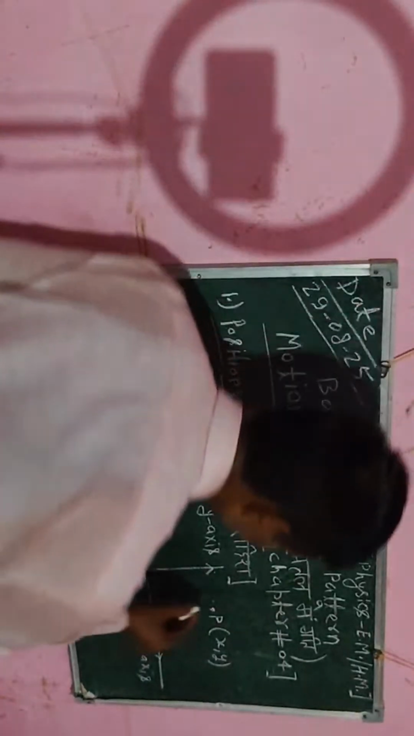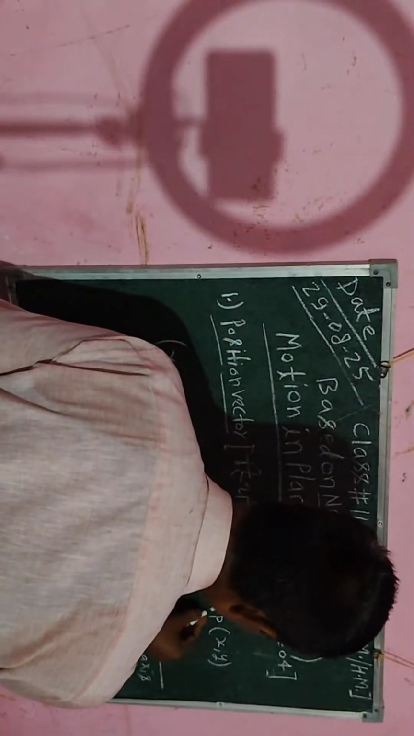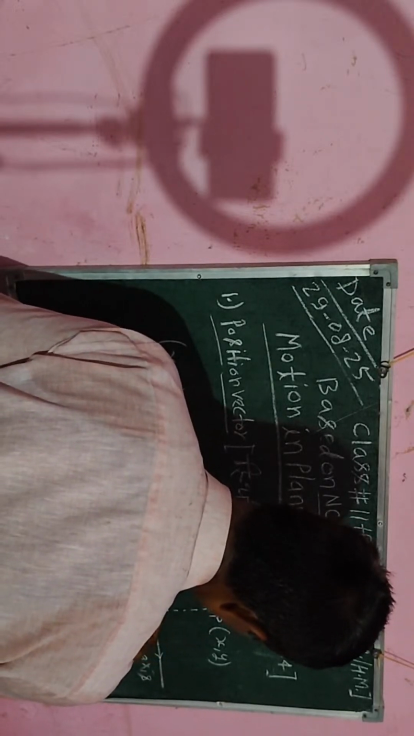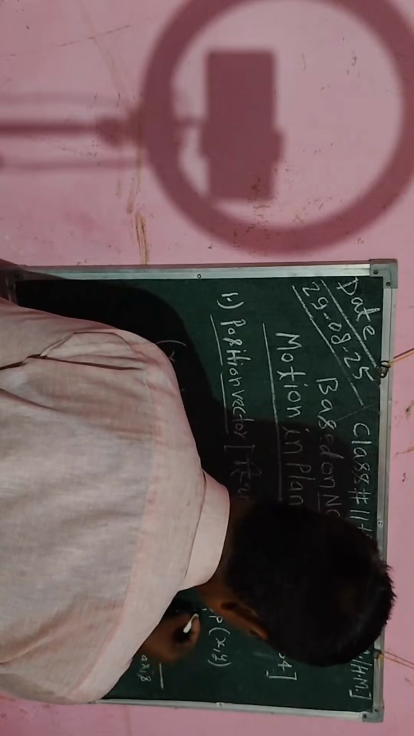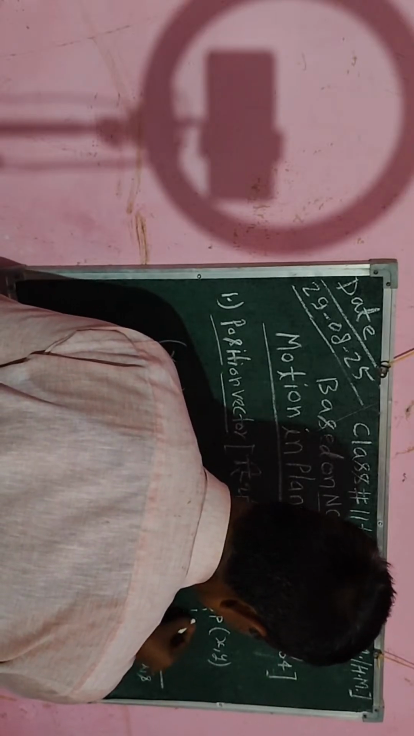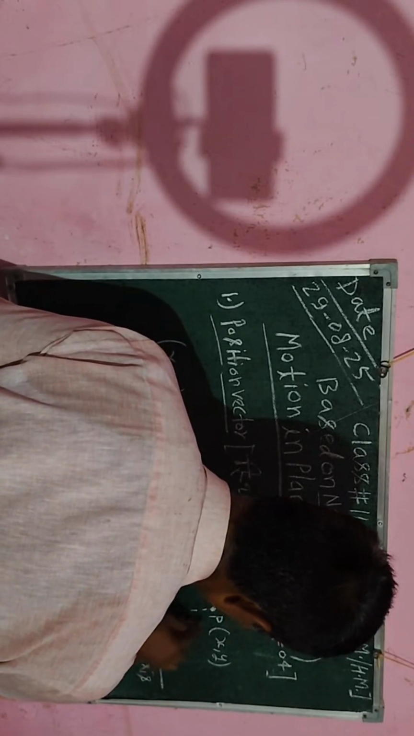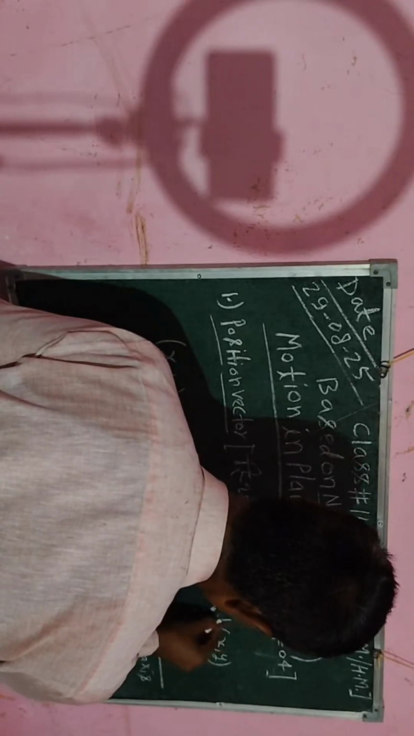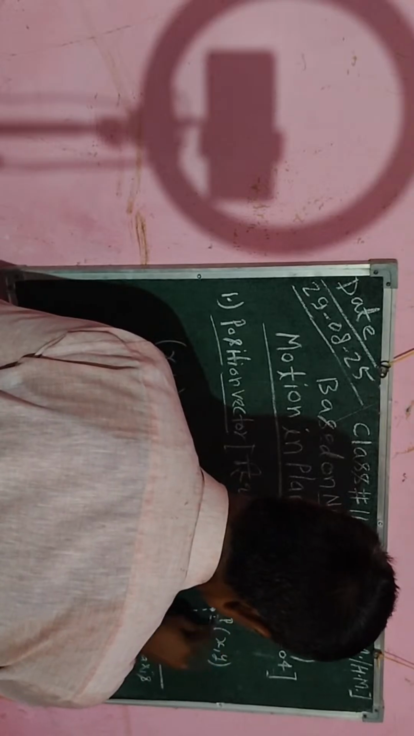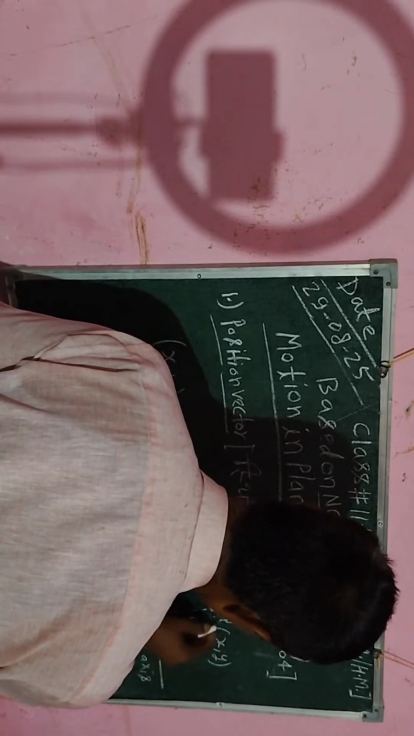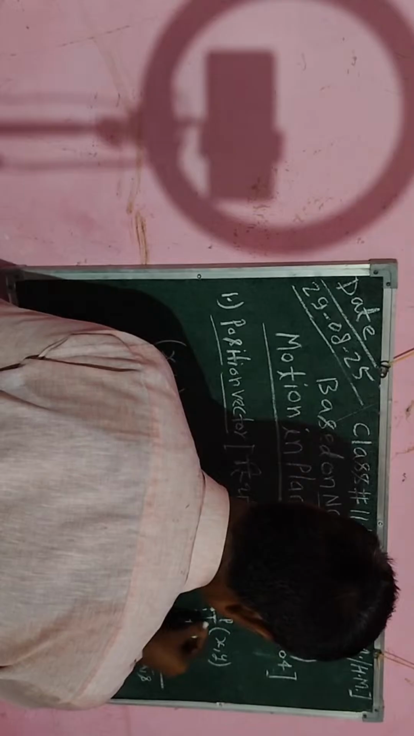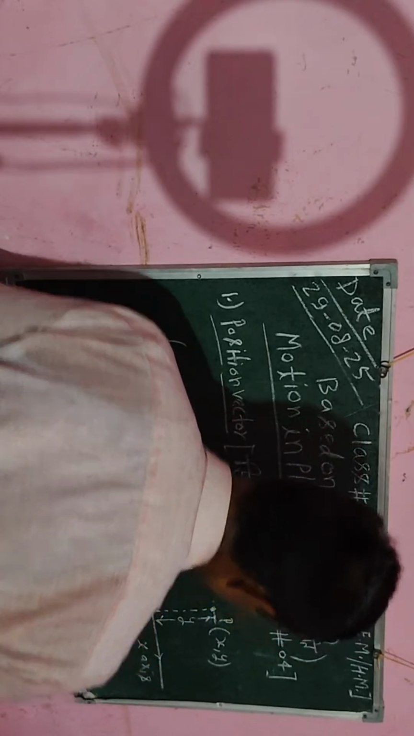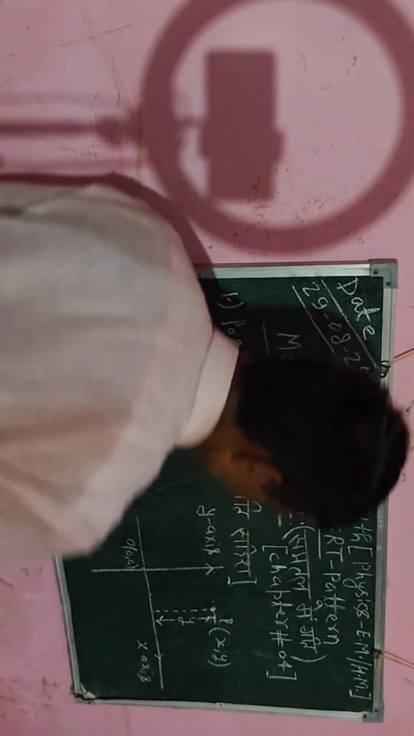It means that I will draw a perpendicular from the point P to the x-axis. This length, from this point to this point, is the ordinate, that is y. This length will be y, and y is also called the ordinate.